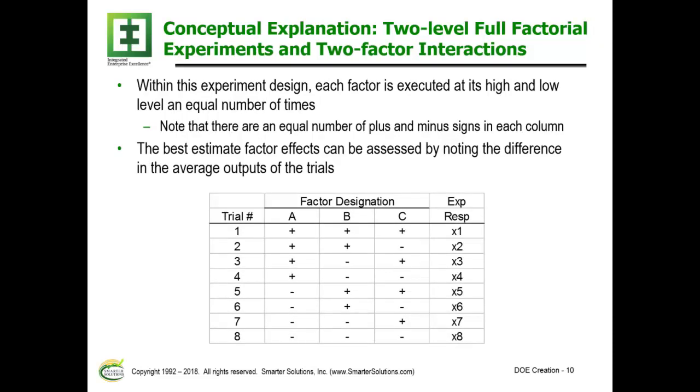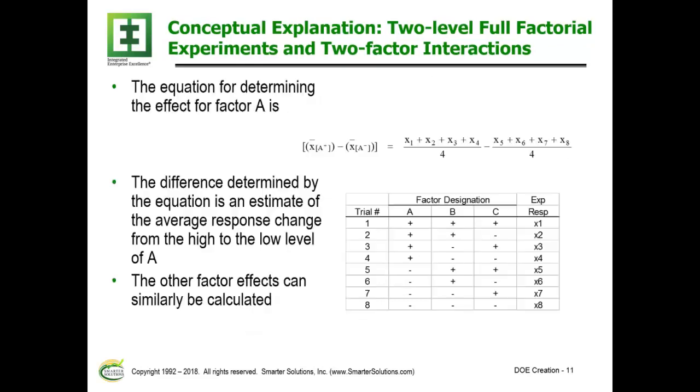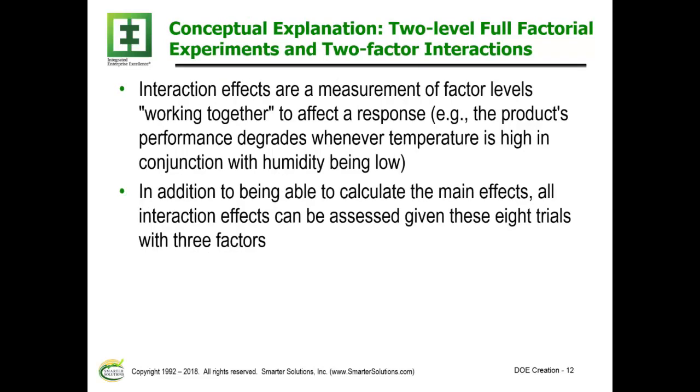The estimated factor effects can be assessed by knowing the difference between the average output of the trials. For the case of factor A, we'd average high values of A versus low values, and we look at the difference. That's what we'd estimate as the effect of factor A. We can do that for the other factors as well.